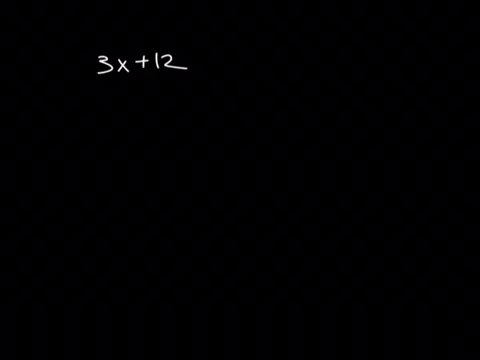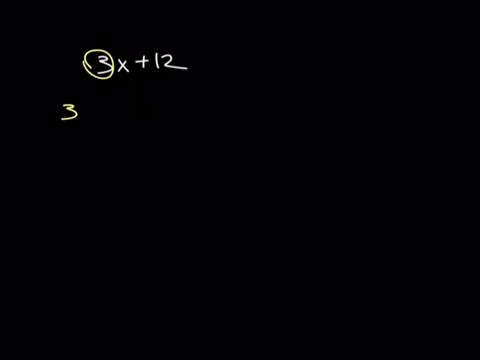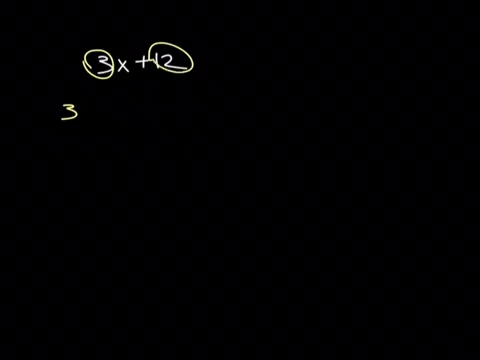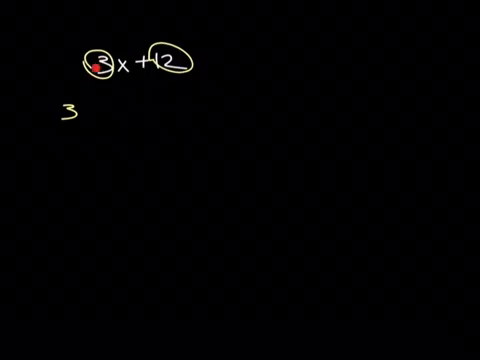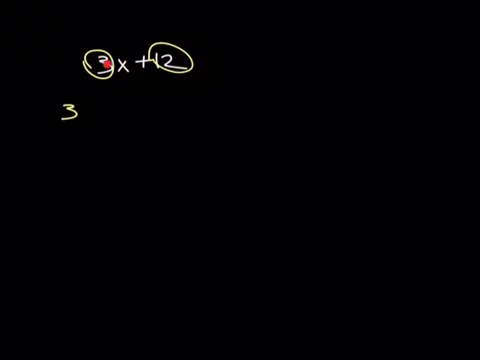They both share a 3. The largest number that goes into 3 is 3. The largest number that goes into 12 is actually 12, 12 times 1, but it has to be the same as over here. So we're looking for the largest number that's common to both of these. And the largest number that goes into 12 that also goes into 3 would be 3. So the greatest common factor there would be 3.